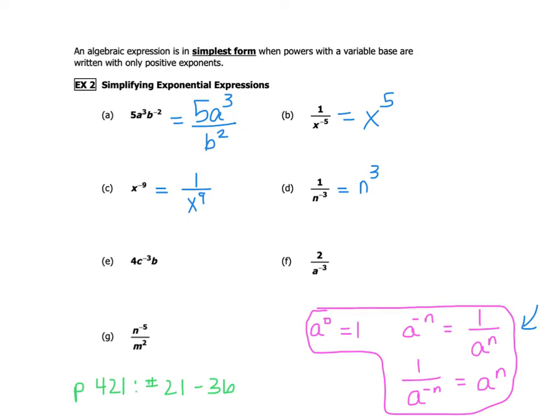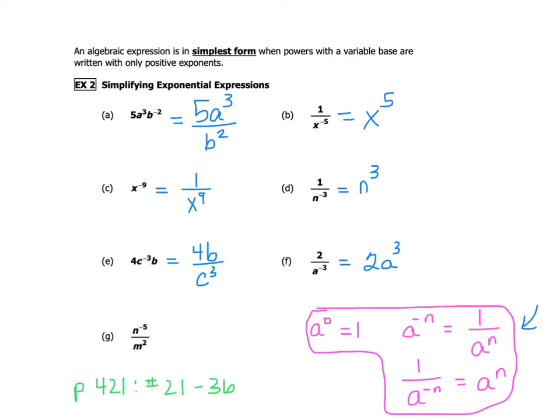Now example E is a little bit more difficult. Some things have a negative exponent like the c, and other things do not, like the 4 and the b. So the 4 and the b are going to stay on the top, and only the c will move to the bottom. So this becomes 4b, which stays on the top, and we have c to the positive 3rd power on the bottom. If we go to example F, don't move the 2. It doesn't have a negative exponent. Just move the a's.